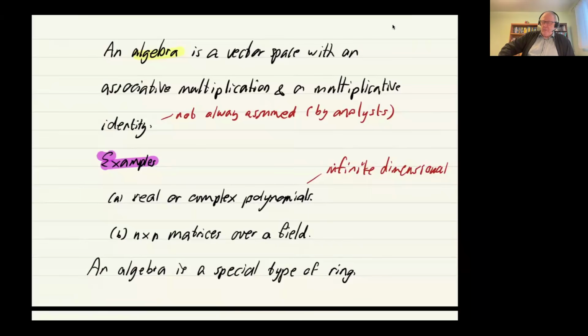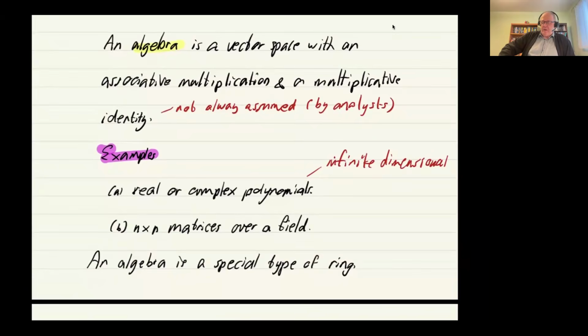Now, the comment at the bottom here is important, that an algebra is a special type of ring. So all the things you know about, or you've forgotten about, homomorphisms of rings apply to algebras. The algebra is special because it contains a copy of a field sitting inside it in the center of the ring, and so the ring is a vector space over some field. So in other words, you could say an algebra is a ring which is also a vector space.